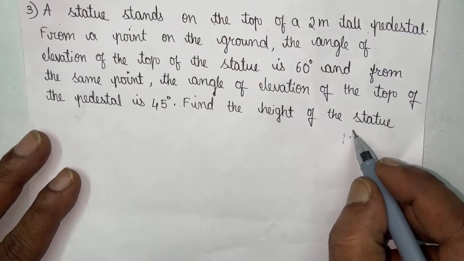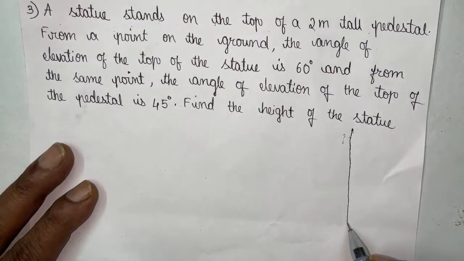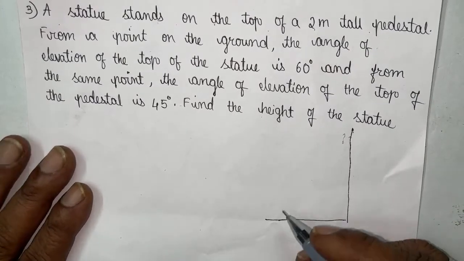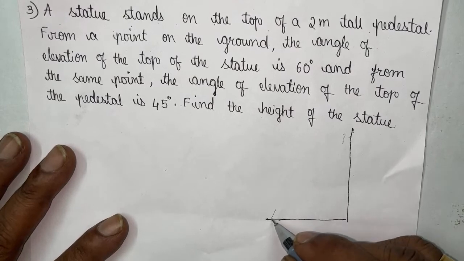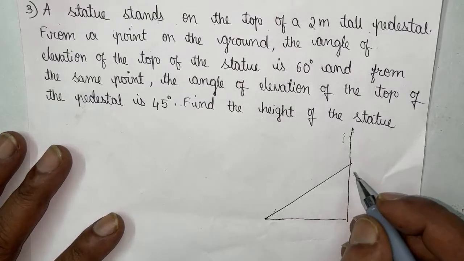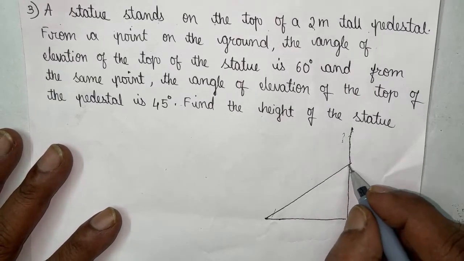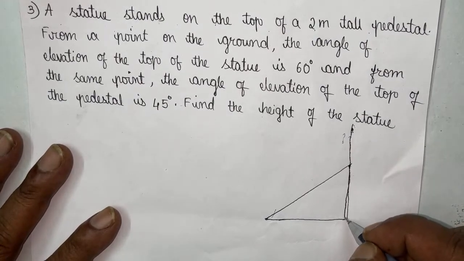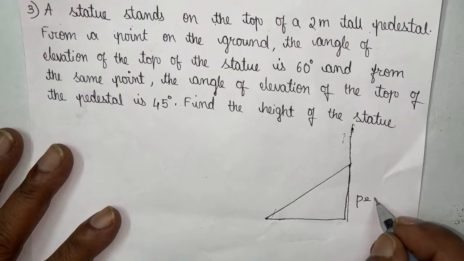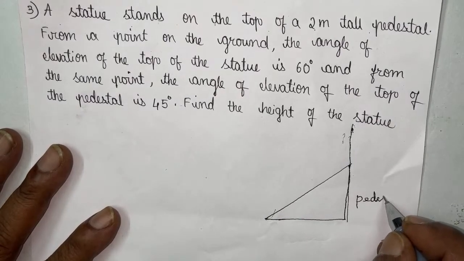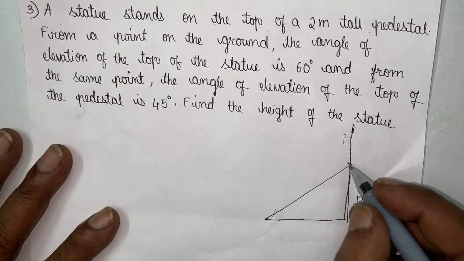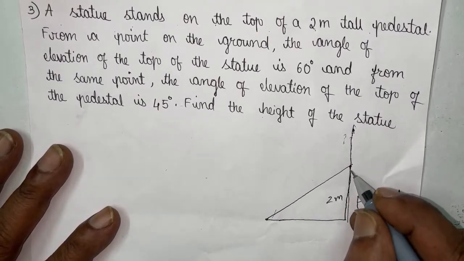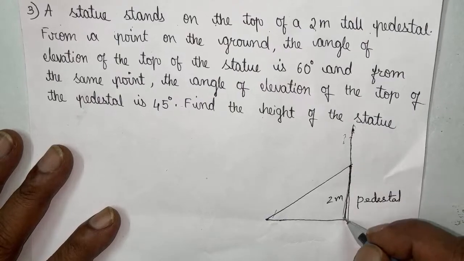First of all, draw one right angle triangle, which you already know very well. Here, the first observation point is this part, from here to here. This part is called the pedestal, where we are keeping the statue. This height is 2 meters. The pedestal height is 2 meters.